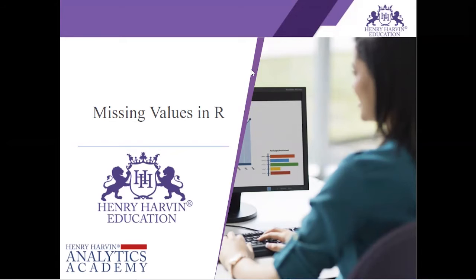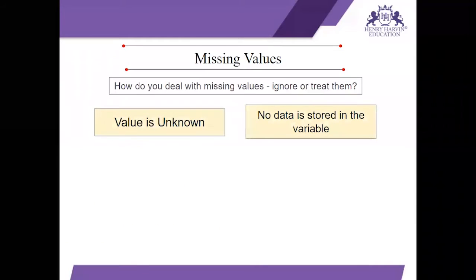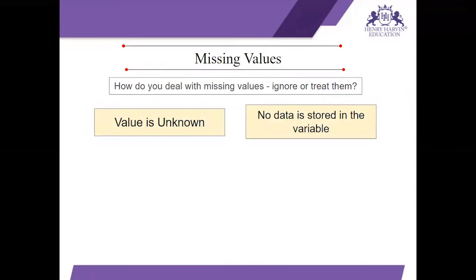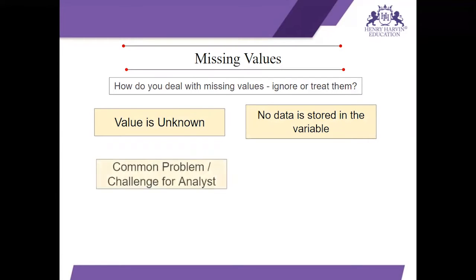Missing values in R. Missing values are the missed or unknown values that are present in the dataset that we are working on. In today's time, it is the most common problem or challenge for any data analyst. Now, what should we do with these missing values?